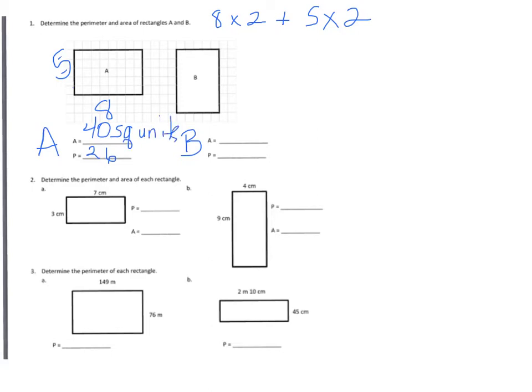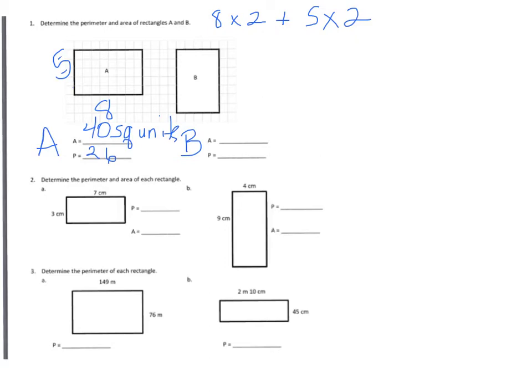Okay, you're going to want to do B on your own. I want you to use the two formulas we talked about, multiplying the length times the width to get area, and adding all of the lengths to get perimeter. Go ahead and do B now. When you're ready to move on, press pause. You need to press pause now. And when you're ready to move on, press start again, and we can go on to the next problem.